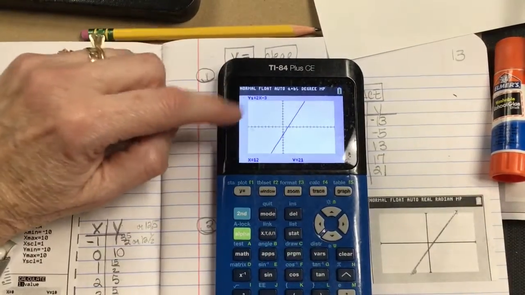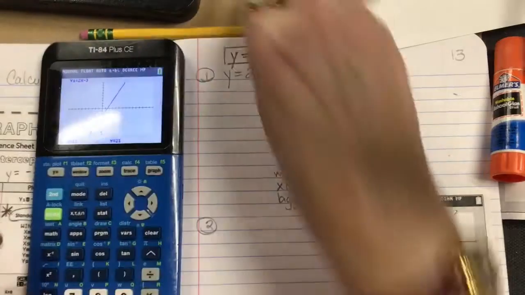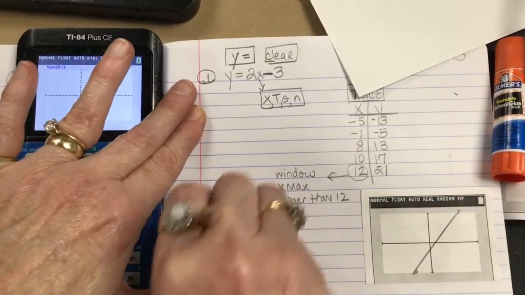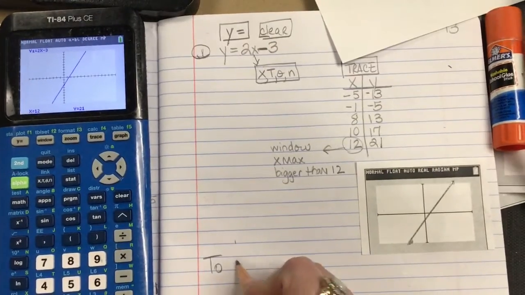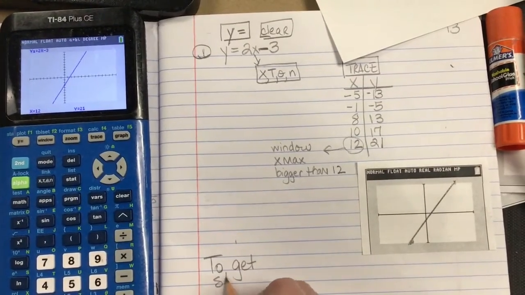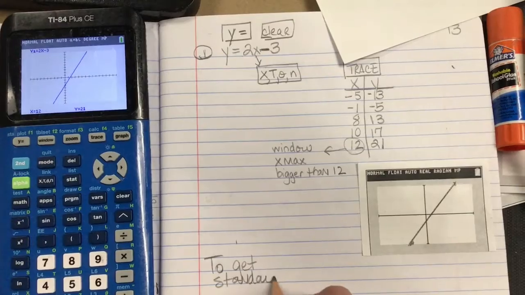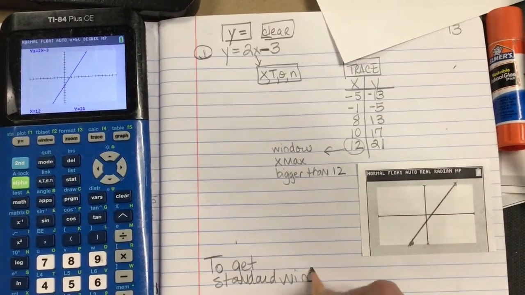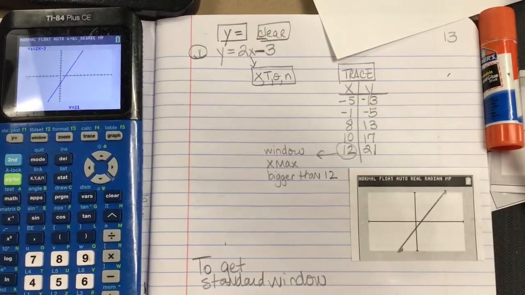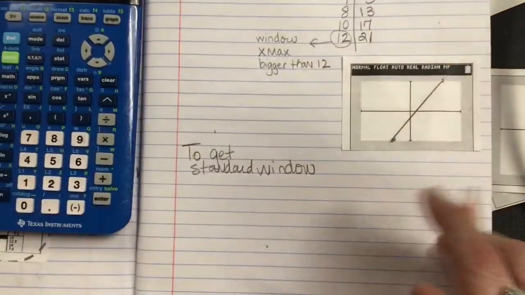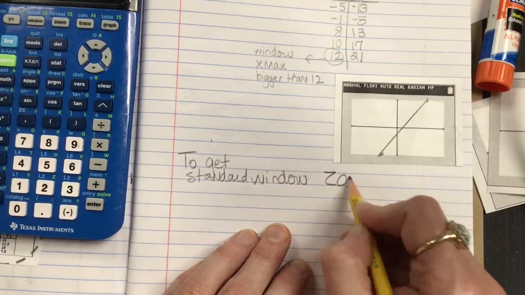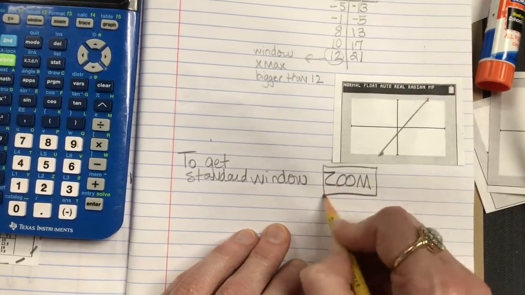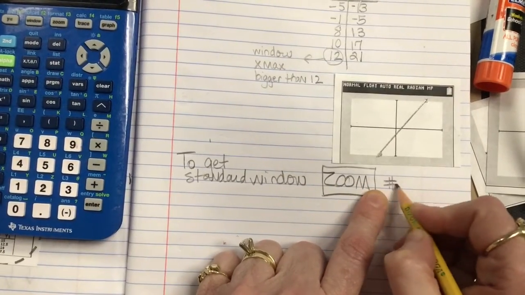Are we still in standard window? I need to tell you how to get back to standard window. We use it all the time. This is one you've got to learn. It's real easy, and then we're fixing to clean. Zoom, and then the number 6.